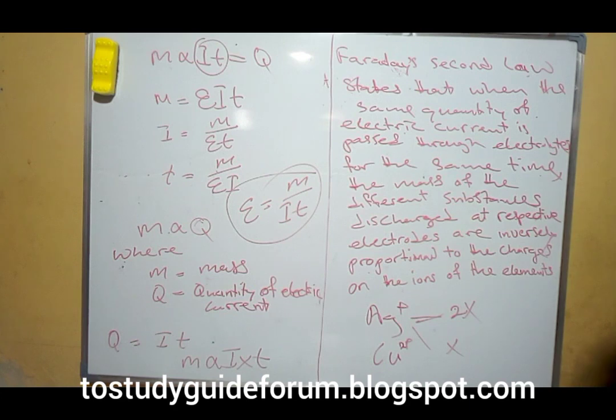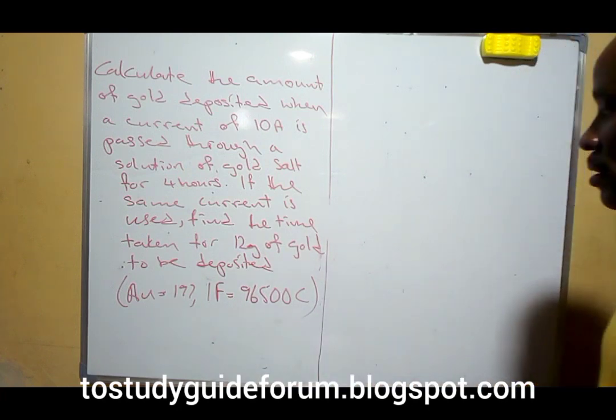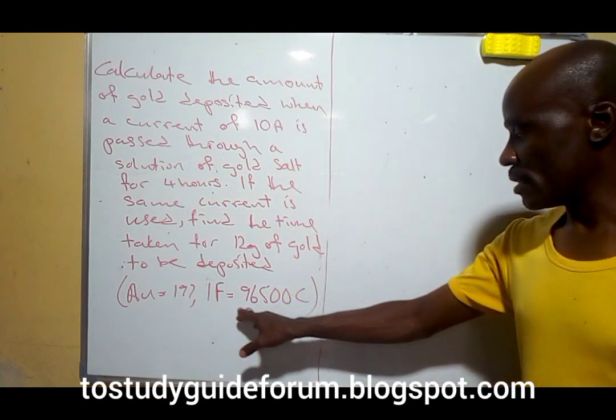Let's look at some calculations that will help us understand this better. Here we have a question: calculate the amount of gold deposited when a current of 10 amps is passed through a solution of gold salt for 4 hours. If the same current is used, find the time taken for 12 grams of gold to be deposited. We have the relative atomic mass of gold and the 1 Faraday, which is this.